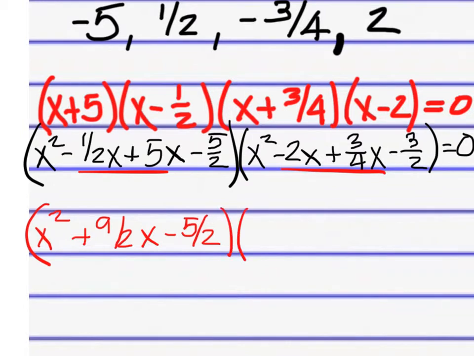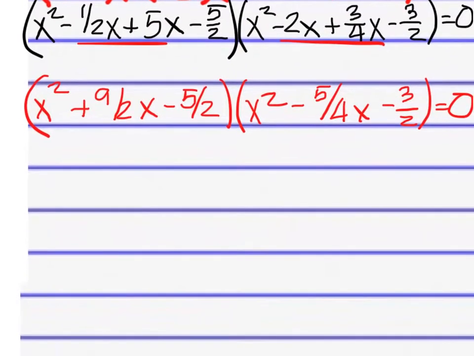And then in the other set, we're going to have to simplify -2 plus 3/4. Your denominator here is 4. If I put a denominator of 4 under this, that would make this a -8. -8 plus 3 is a -5. So -5/4 x, and then minus 3/2.